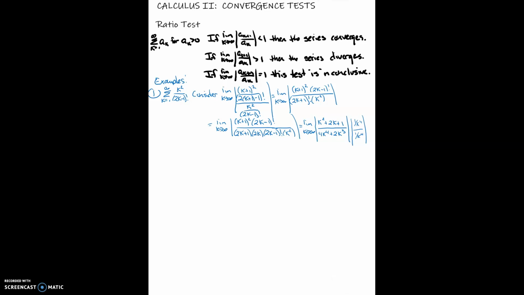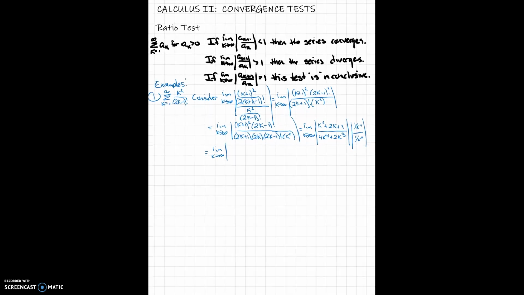So attaching an absolute value is not going to cause any problems with that. If we distribute the 1 over k to the 4th in there, we end up with the limit as k goes to infinity of the absolute value of (1 over k squared plus 2 over k cubed plus 1 over k to the 4th) over (4 plus 2 over k).